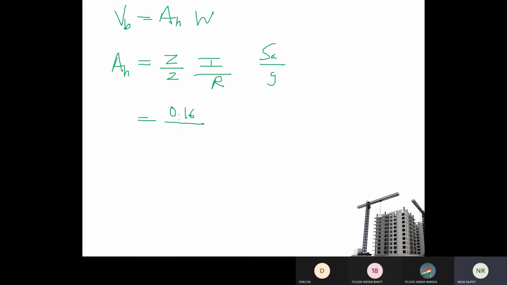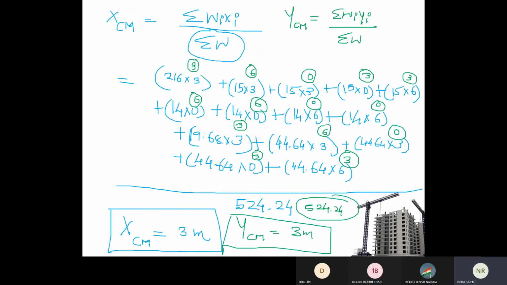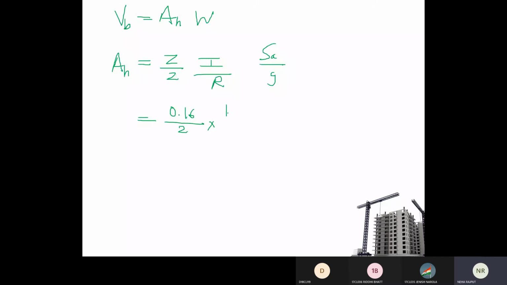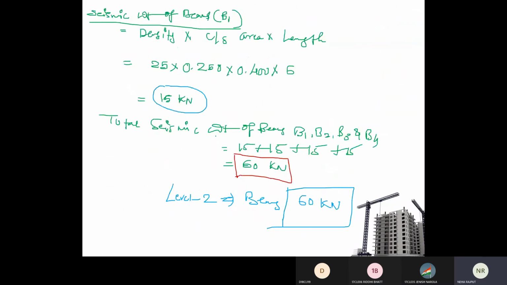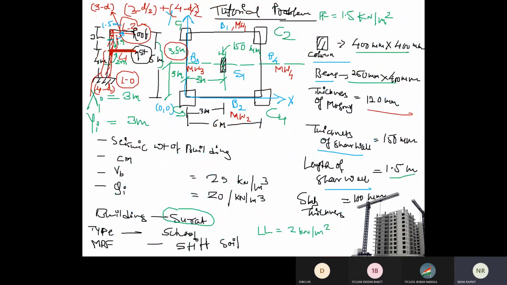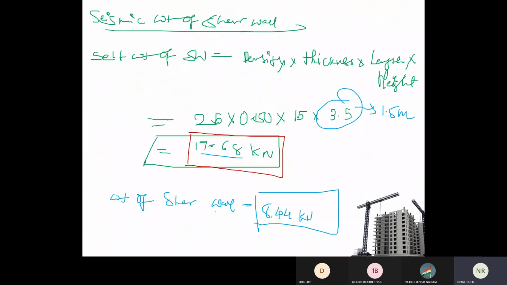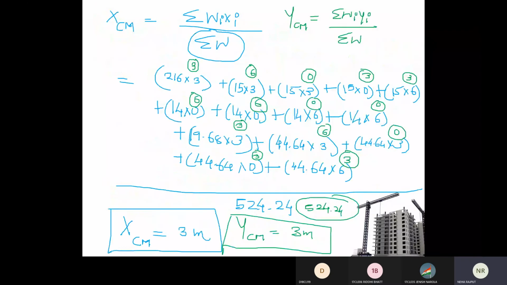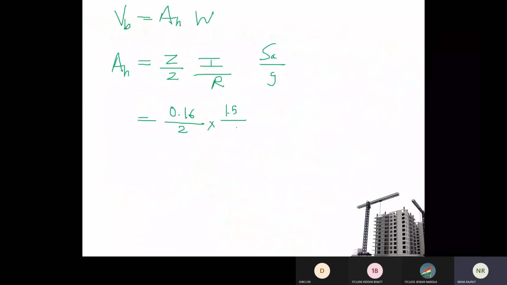0.16 divided by 2. Importance factor: a school building is given, so for a school building the importance factor is 1.5. Then the response reduction factor: a moment resisting frame is given, so for a moment resisting frame what is the R value? 5.